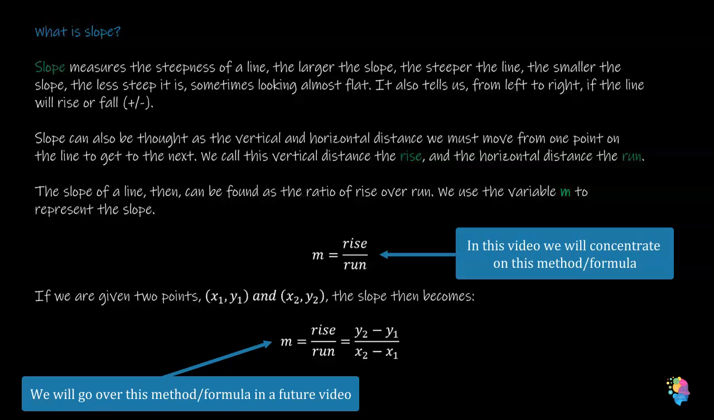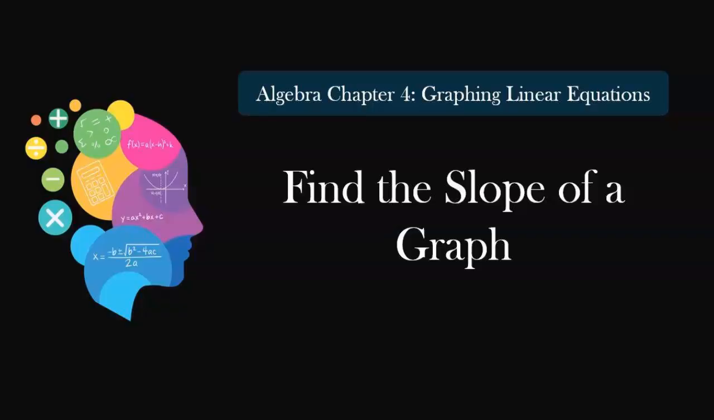If we are given 2 points, say (x1, y1) and (x2, y2), then the slope of the line will become the rise, the difference of the y values, over the run, the difference of the x values. Let's see if we can find the slope of a graph.